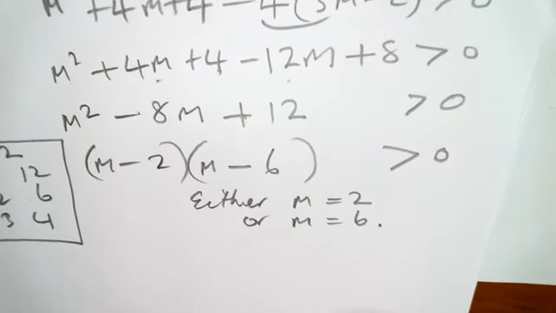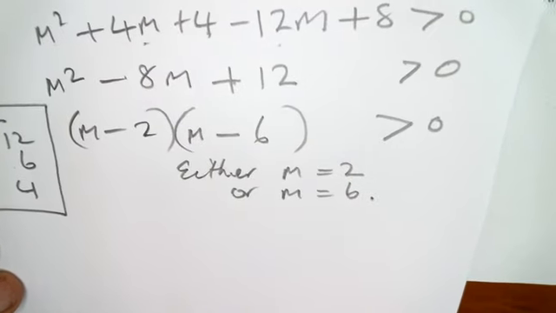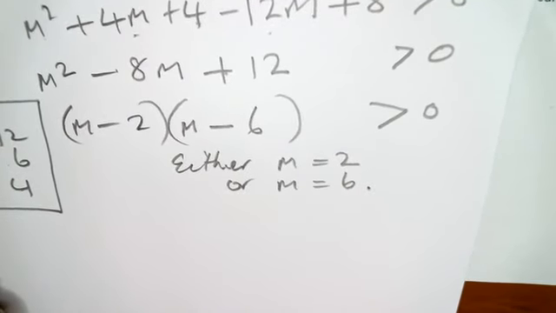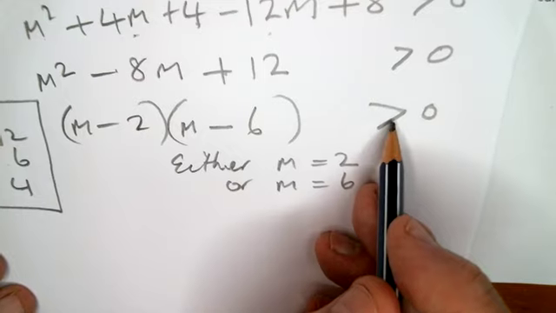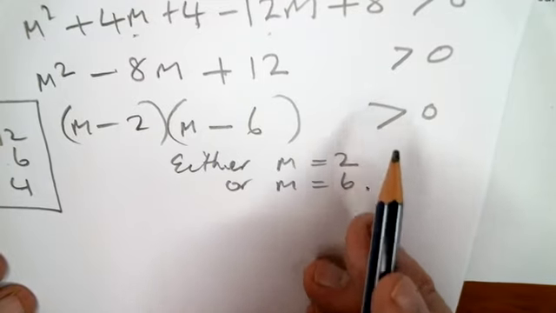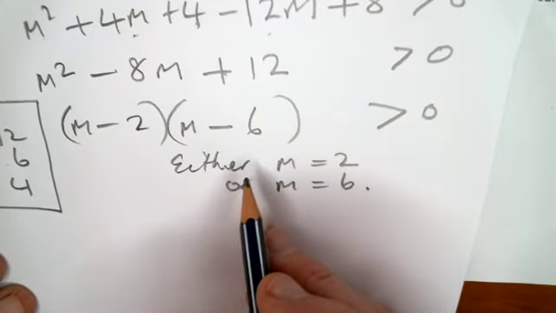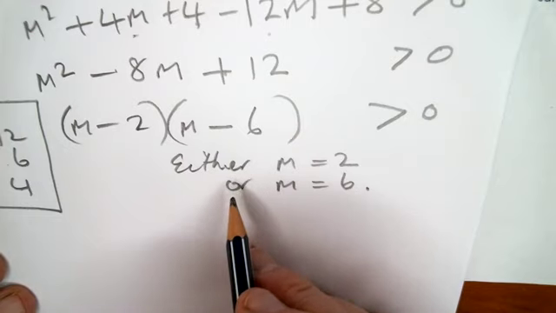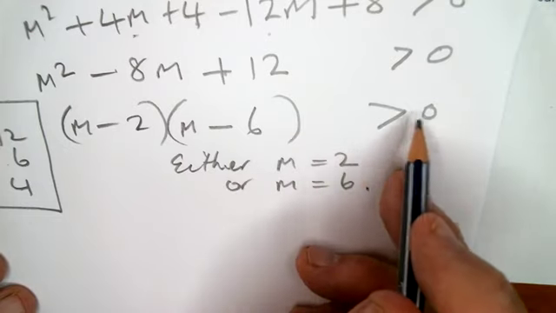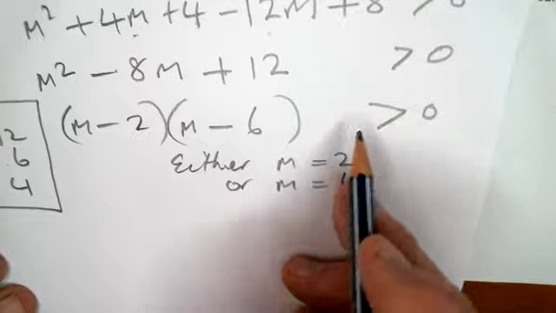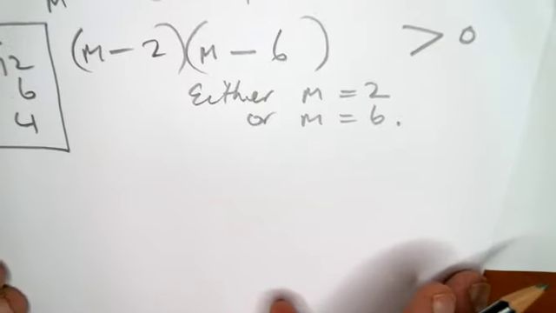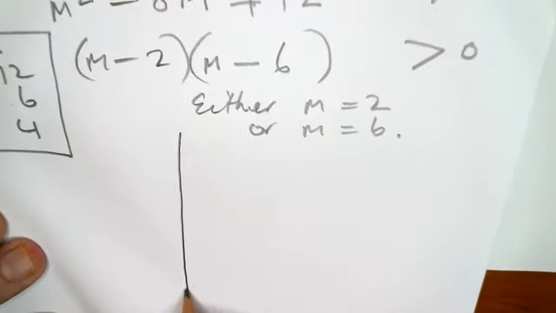Now we've got to be a little bit careful here, but I would actually draw this out as a graph. By the way, if that was less than 0, we've got to be very careful when we draw it as a graph, because it wouldn't be either or. It would be and, if it was less than. I'll show you that another time. But for this one here, let's take a look.